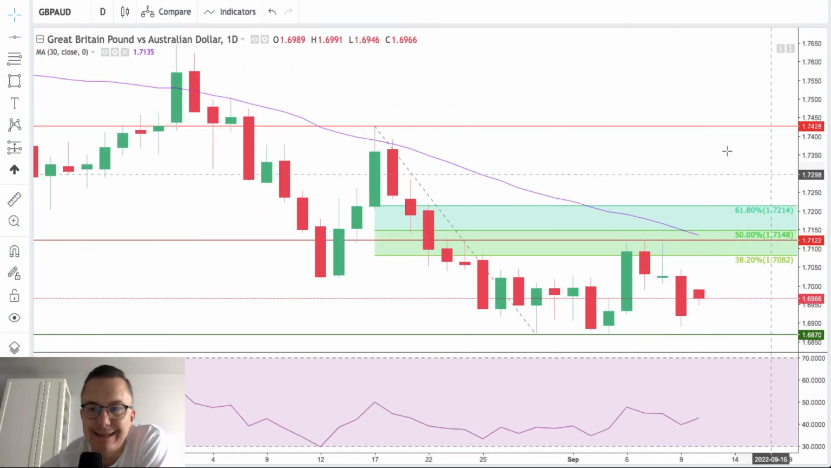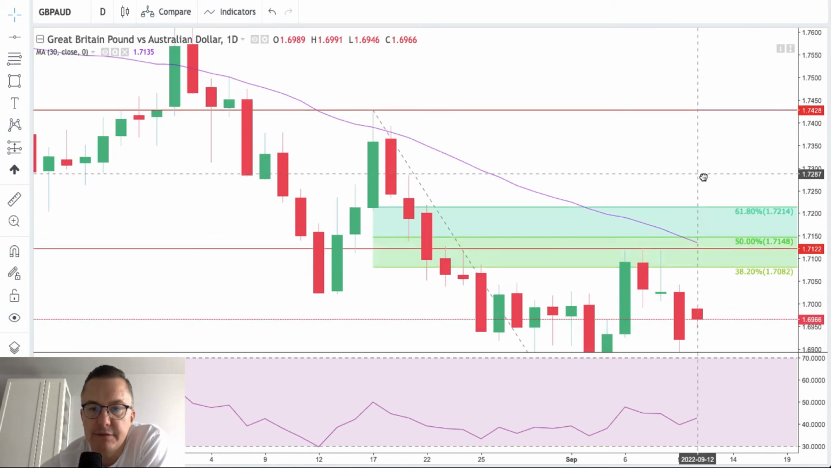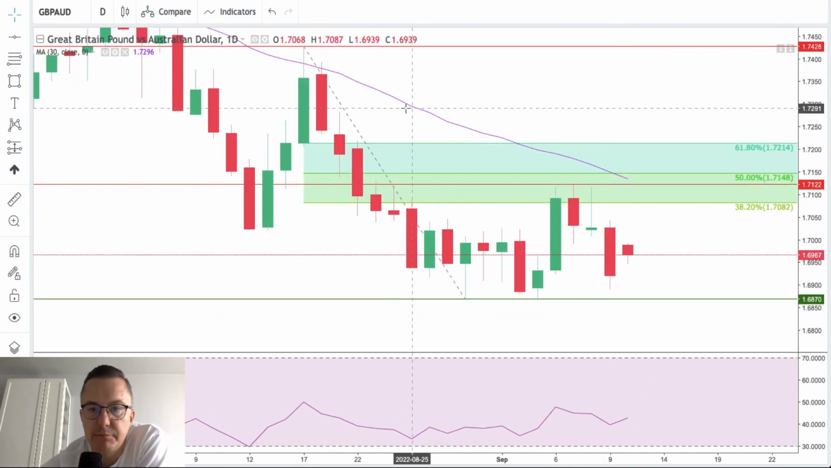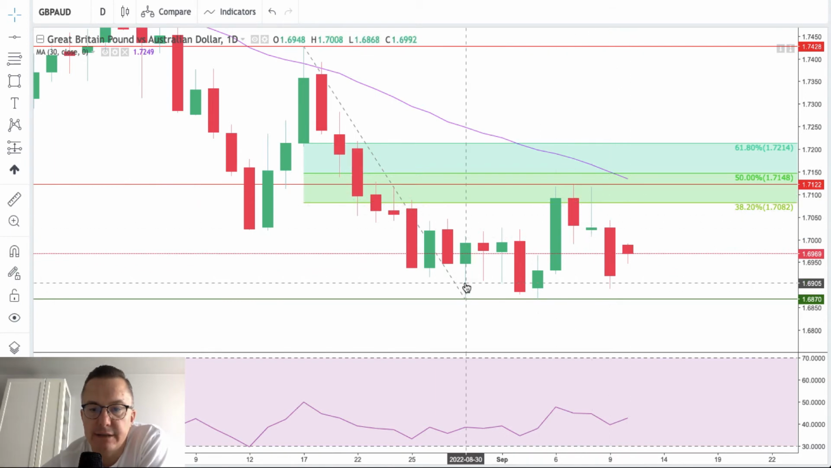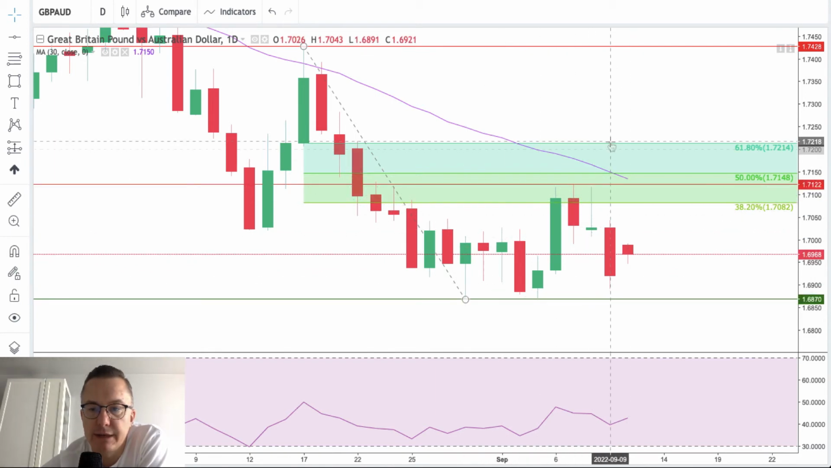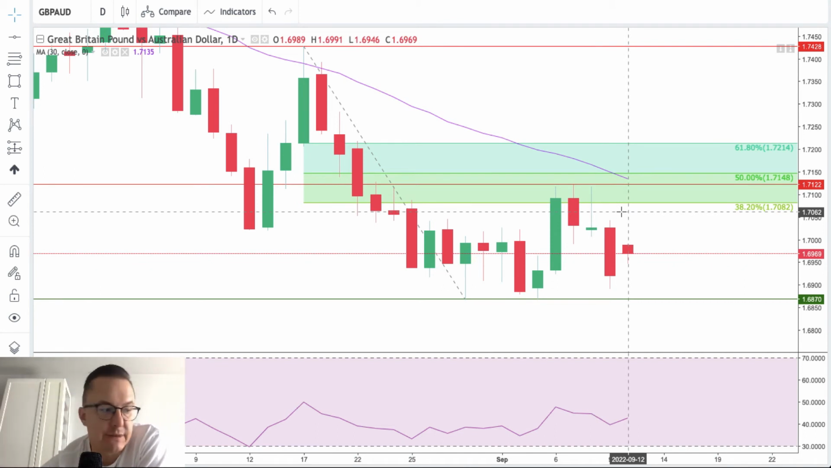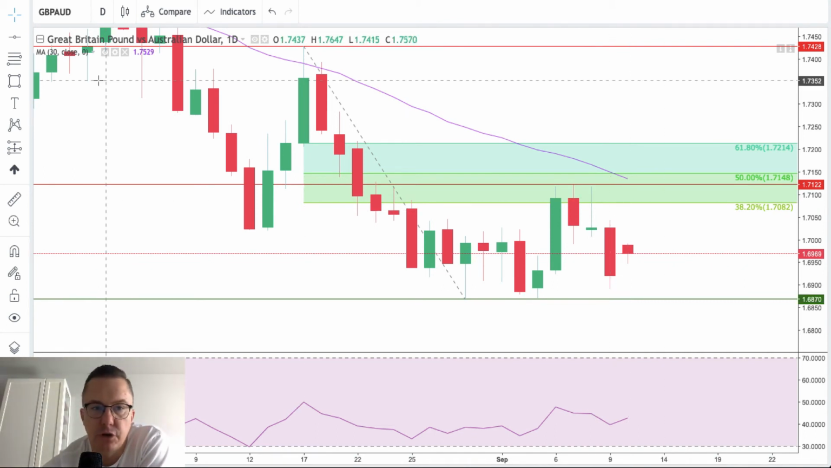As you can see here on the daily time frame chart, it's a little bit easier to see that we are still trading below the 30-day moving average, and these pin bars here are telling us that the bulls were unable to break above the Fibonacci retracement levels, and most likely will be pushed lower again. So that's the British pound to the Australian dollar.